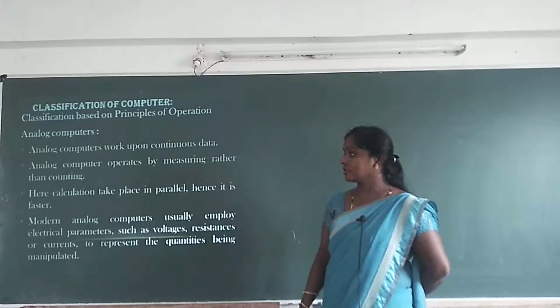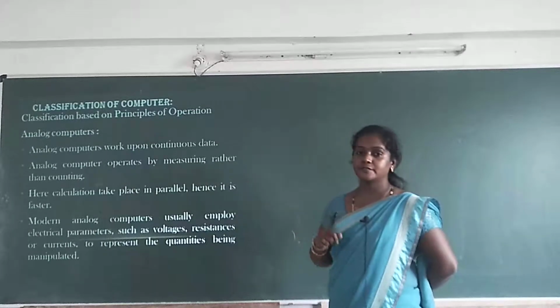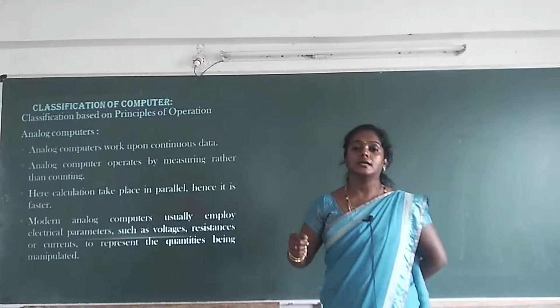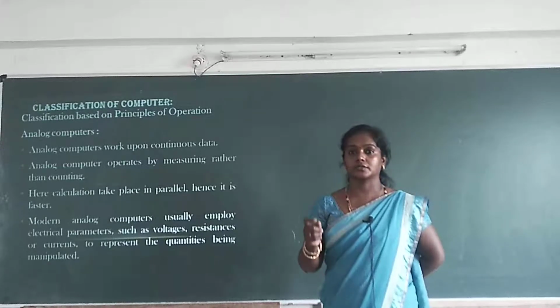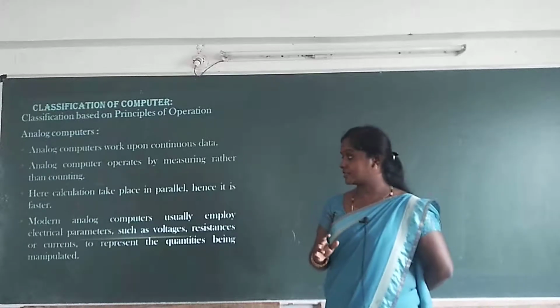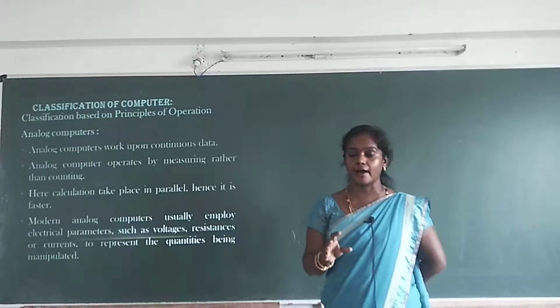Here the calculation takes place in parallel, hence it is faster. As data is being received, the calculation starts going on. That's why it is faster. Analog computers are faster, not faster than digital computers, but it is faster.